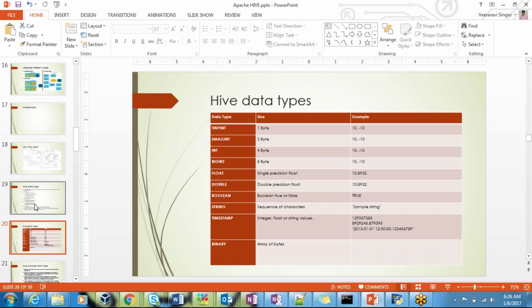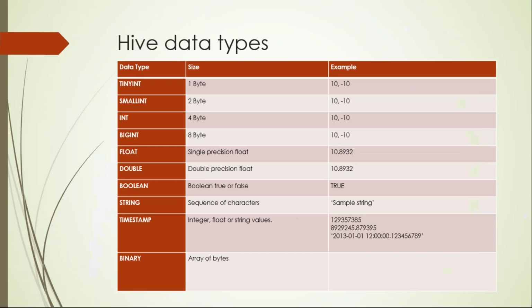Let's look at the details and an example along with the size and type of the data. Not only that, there is something called a timestamp, something called binary, something called varchar. So many things have started being supported in Hive.